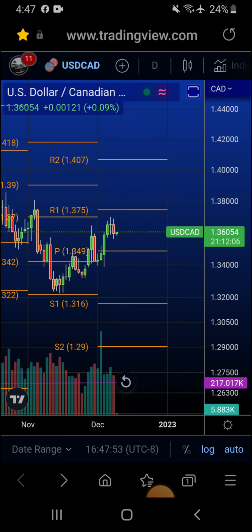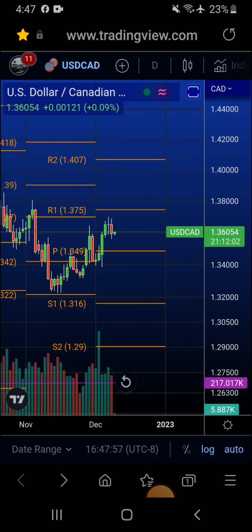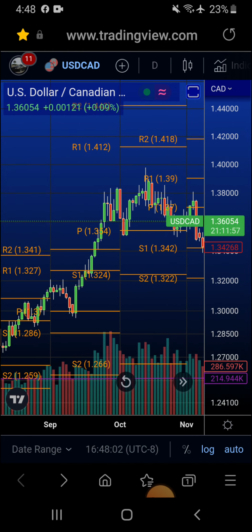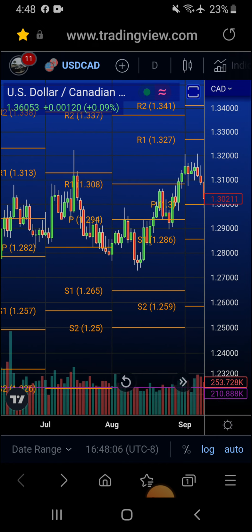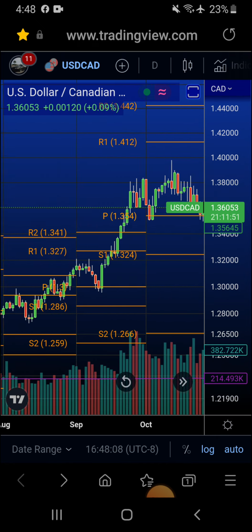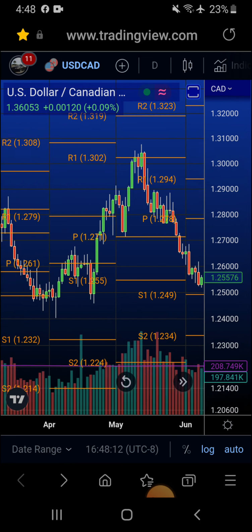So that's a key zone. P is a neutral, a really key zone. R1 and S1 are always going to be key zones too. See, look, we haven't really got up to R2 in a while. It's staying between the ones here for a long time, several months, right?